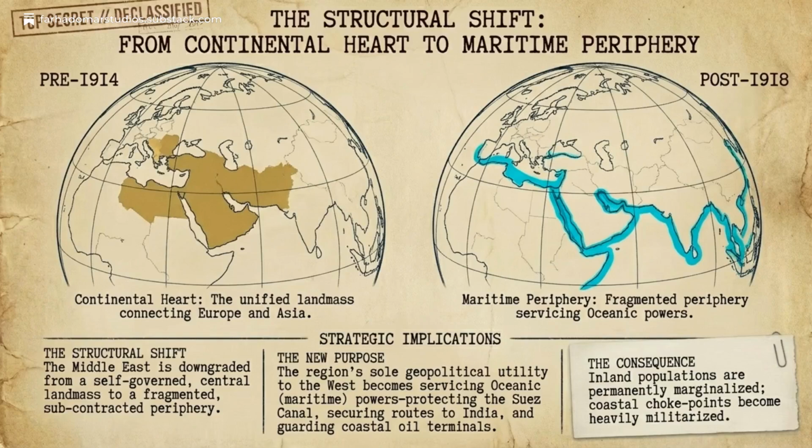The structural shift saw the Middle East move from a self-governed continental heart to a fragmented maritime periphery. Its new purpose was to service oceanic powers, securing routes like the Suez Canal and guarding coastal oil terminals, marginalizing inland populations.